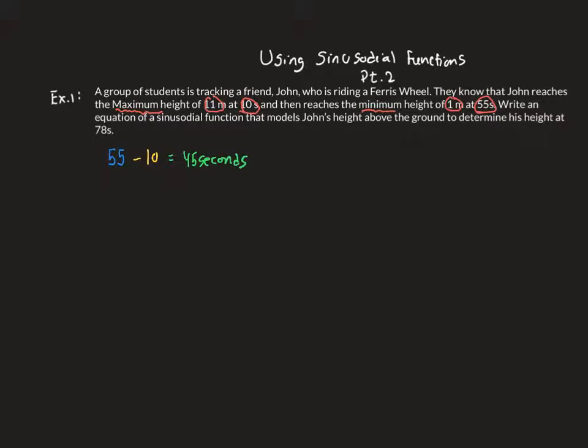Now remember, when you're going from your max to your min, that's never your full rotation. That's always half of your rotation, if you remember from whenever we made our graphs before. So 1/2 of a revolution. When we go around a circle, we call that a revolution. So 1/2 of a revolution is 45, which means 1 revolution, going around the circle 1 time, will take 90 seconds.